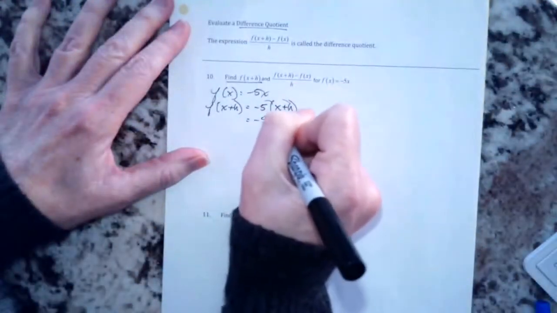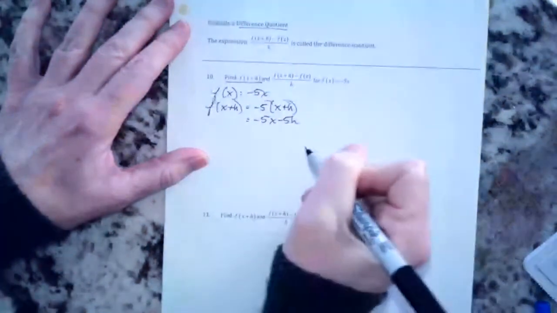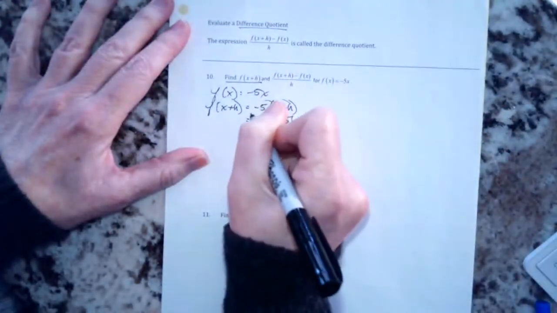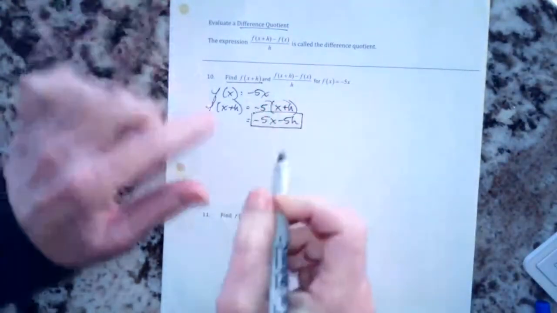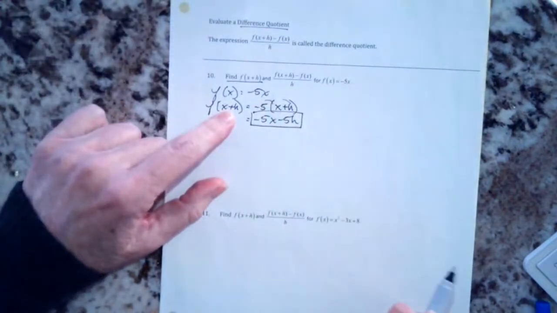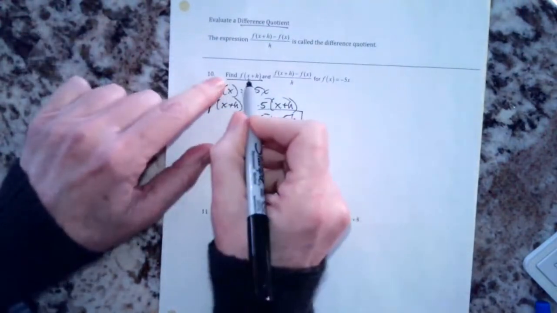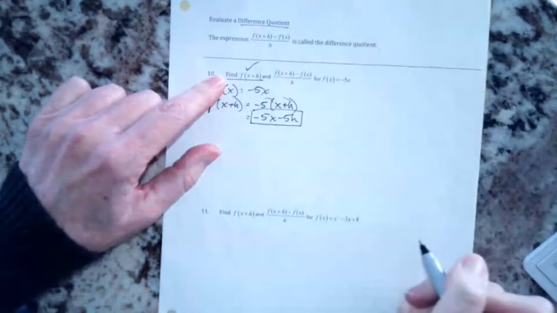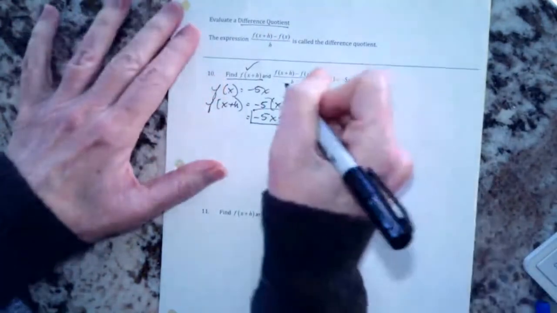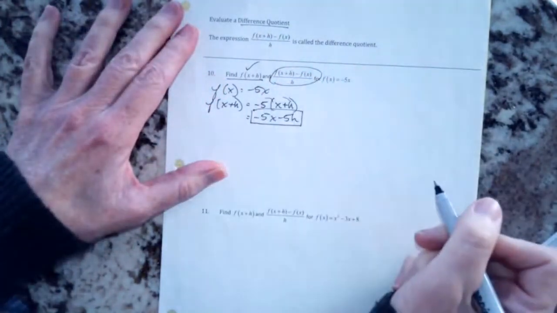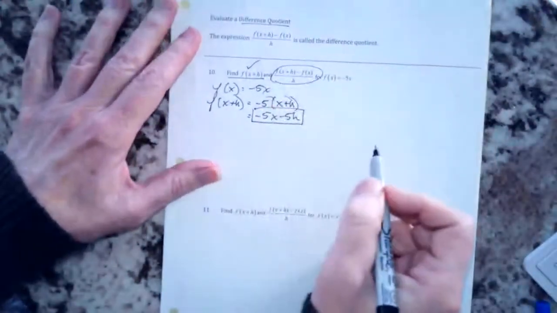Let's distribute. Negative 5x minus 5h. There's our first answer. That is f of x plus h. Okay, so we have found f of x plus h. I'm going to put a check mark there. I'm done with that. Next thing I have to do is go find this mess. So let's find that mess.